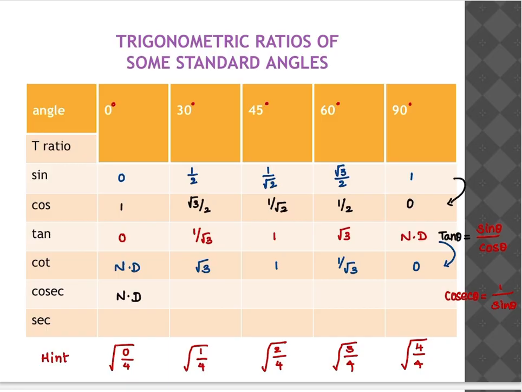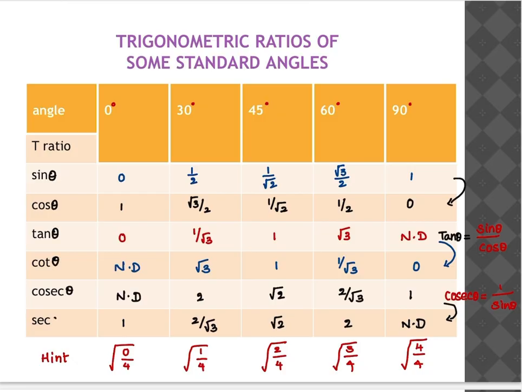Then reciprocal of 1 by 2 is 2 only. 1 by root 2 is root 2. This one is 2 upon root 3. Next, 1 by 1 is 1 only. Again, write this in reverse order. So that is 1, 2 upon root 3, root 2, 2, not defined. So like this we can make the table very easily if you know these small tricks, right?